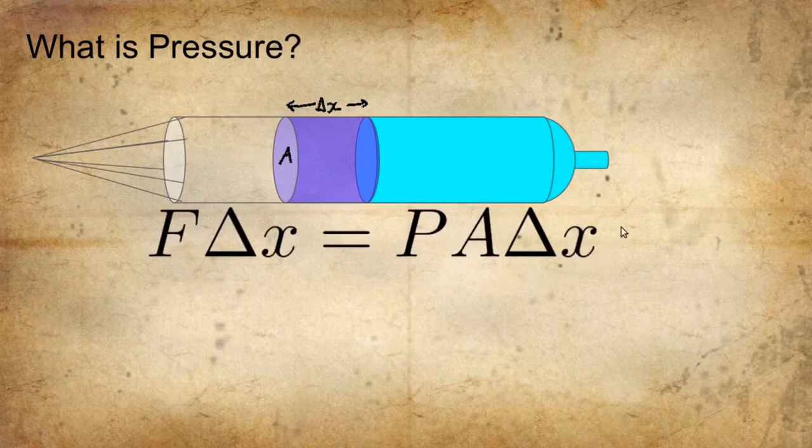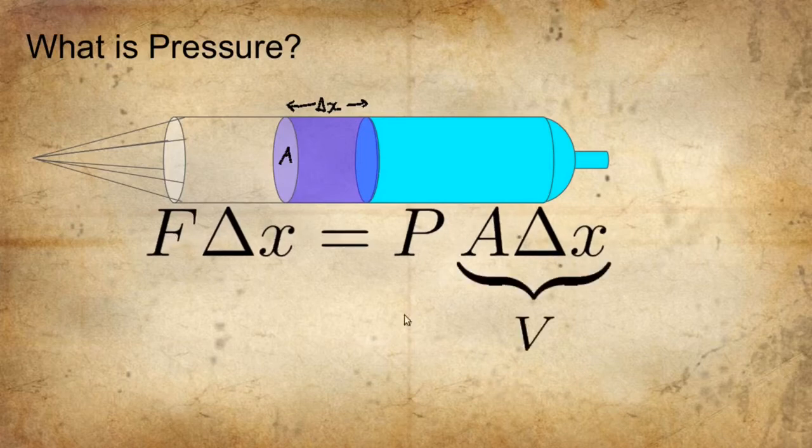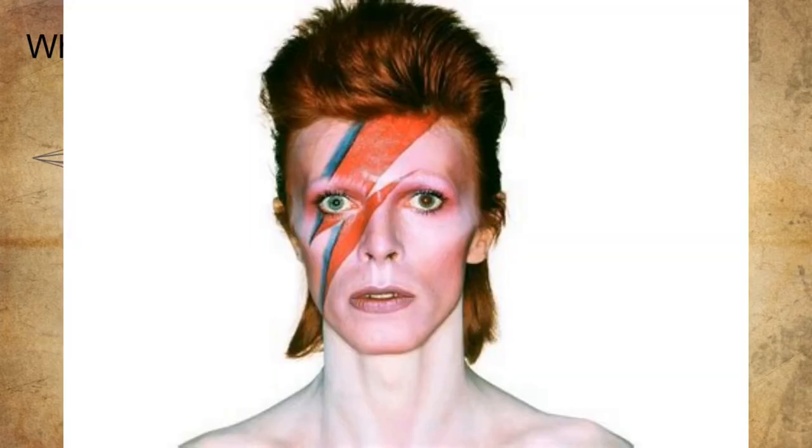And I noticed something about this A delta x. It's that volume of the purple cylinder, the volume of water we displaced. And that's the force I pushed times how far I pushed it. So let's remember a couple things. This A delta x is the volume, so I have pressure times volume.